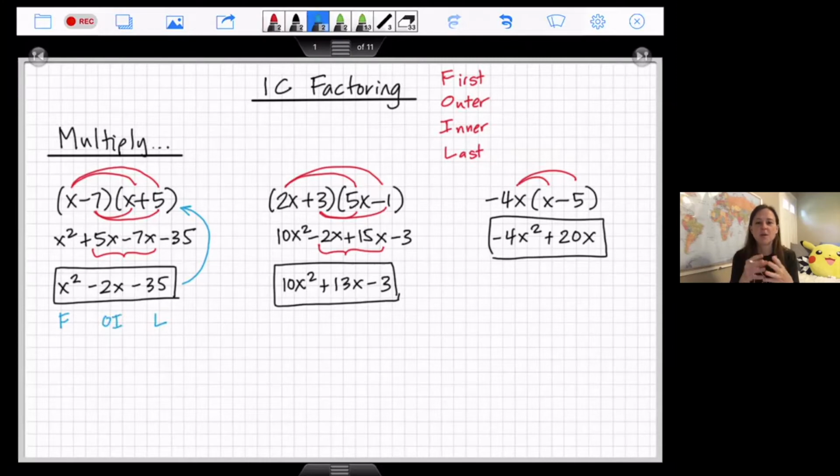So when I look at this 35, I would say, what multiplies to give me negative 35? Well, it would have to be a negative 7 times 5 or 7 times negative 5. But which of those choices would add or subtract together to give me negative 2x? And that's what's going to lead us to our solution. So let's try one of those.